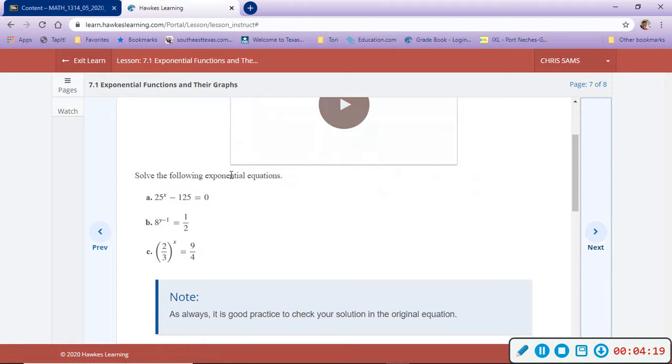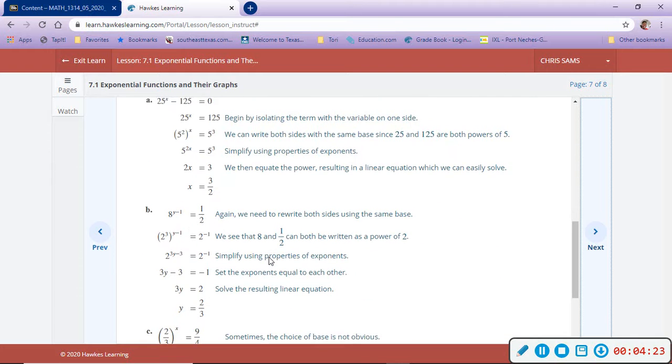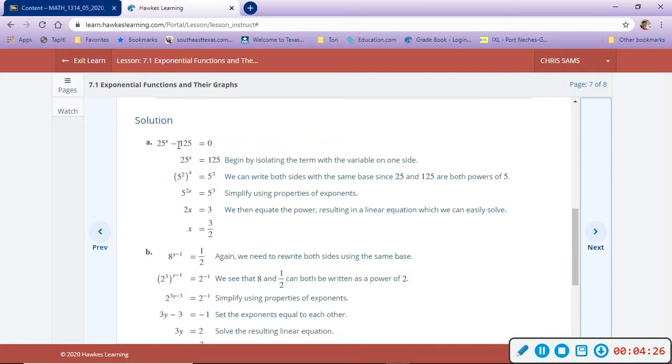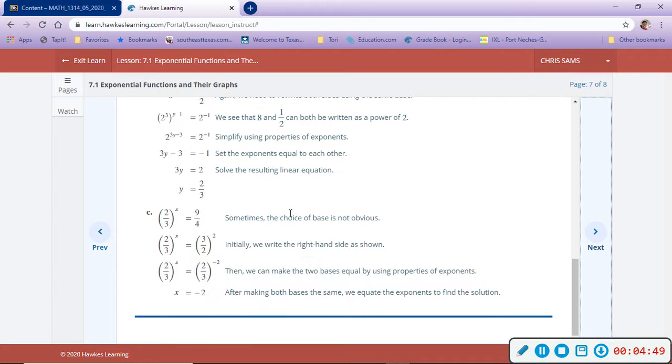And then there's a few examples here that they go through. And again, we'll do our own. But just to walk you through one, you have this 25 to the x power equals 125. Both 25 and 125 can be written as base 5. So they do that. And then once they have the same base, they just focus on the exponent. So 2x equals 3. And then they solve for x and they get 3 over 2. So we'll be doing a few like that.